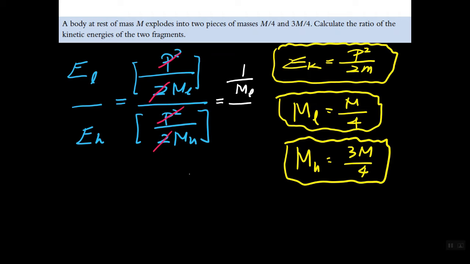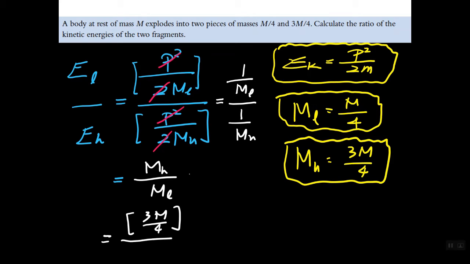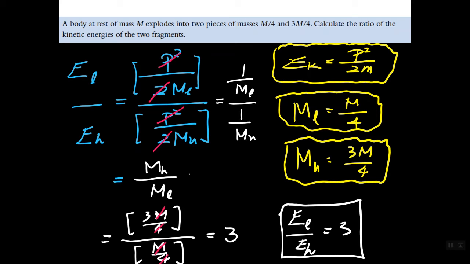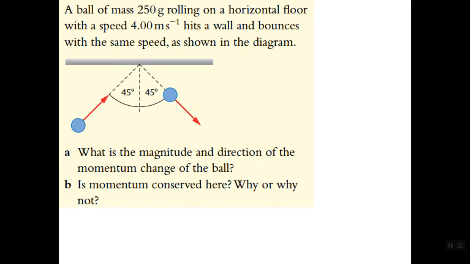So that gives us 1 over ml over 1 over mh, and with the denominator flipped, mh over ml. Substitute masses, 3m over 4 and m over 4. The m's cancel out, the 4's cancel out, gives us 3. So the ratio of the kinetic energies of the two fragments equals 3. Here, that is the kinetic energy of the light one over the kinetic energy of the heavy one.